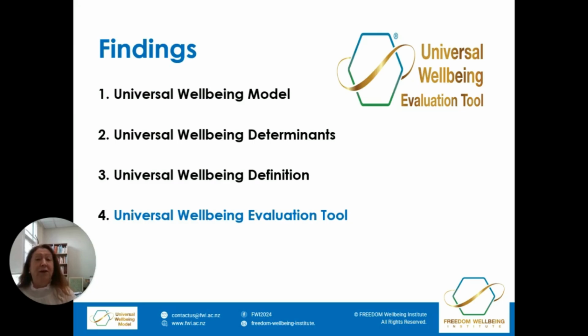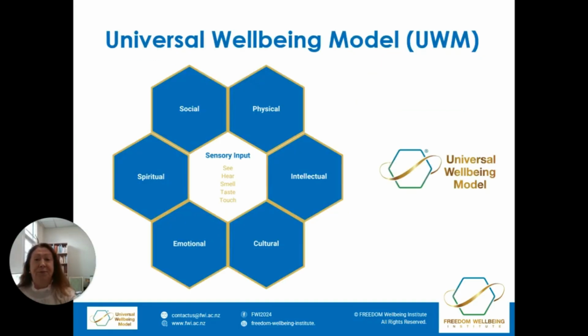There have been 4 findings from this wellbeing research program: the Universal Wellbeing Model, the Universal Wellbeing Determinants, a definition of universal wellbeing, and the focus of this particular webinar, the Universal Wellbeing Evaluation Tool. To understand more about the tool, it's first best to understand a little more about the Universal Wellbeing Model which underpins the tool.